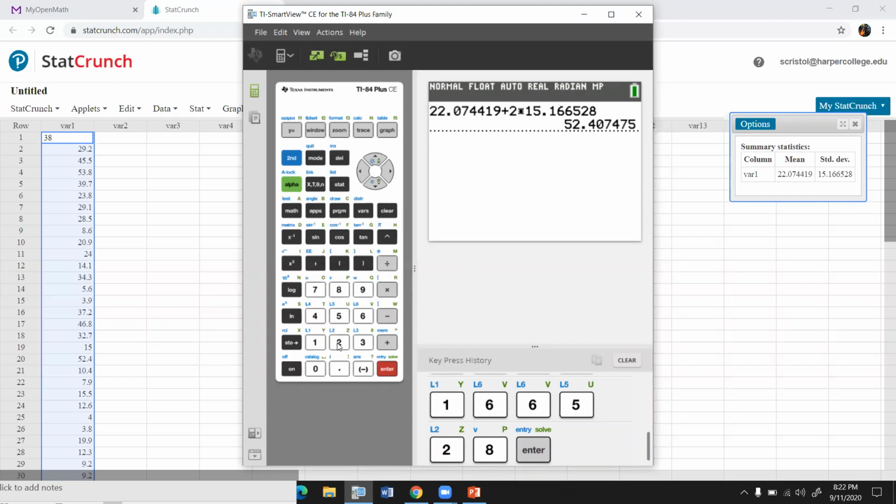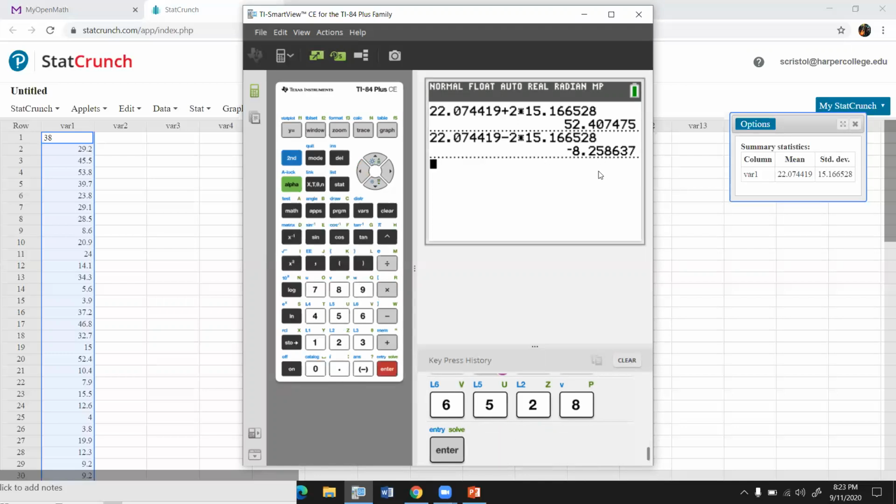And the lower limit will be 22.074419 minus 2 times 15.665. Okay, I made a mistake here. It's supposed to be 15.1665 28. And this should be my lower limit. So I got a negative number right here, and I got a positive number.